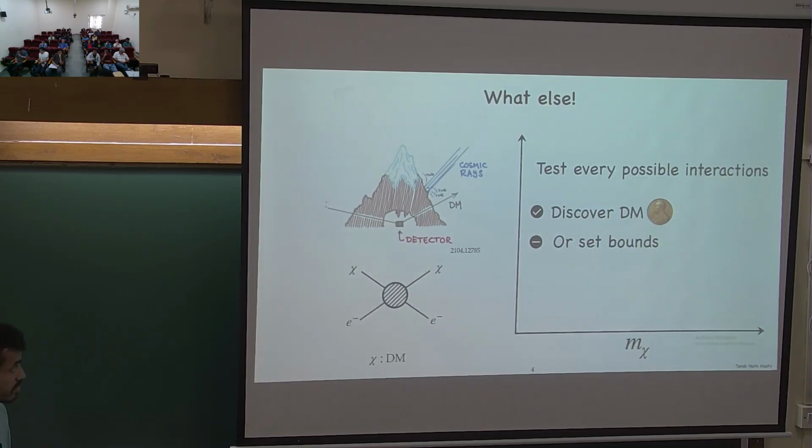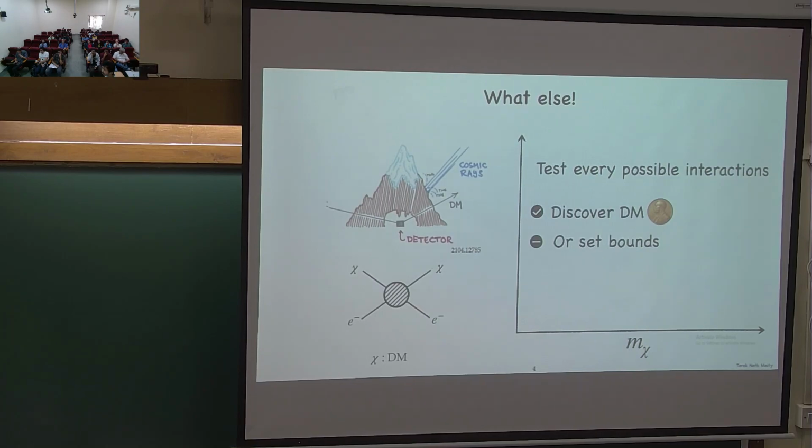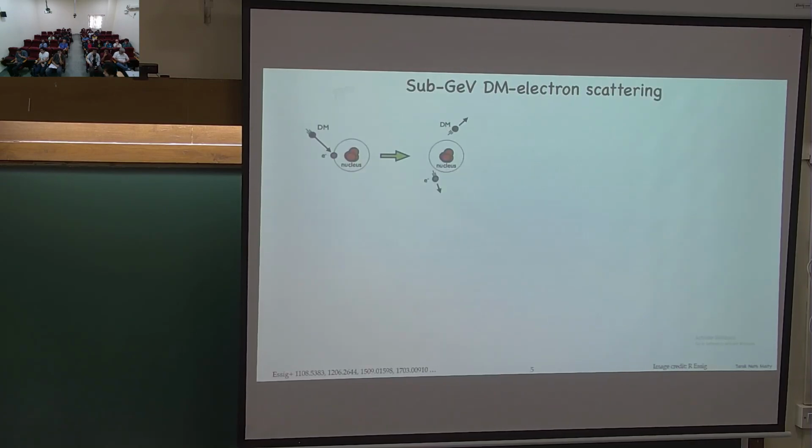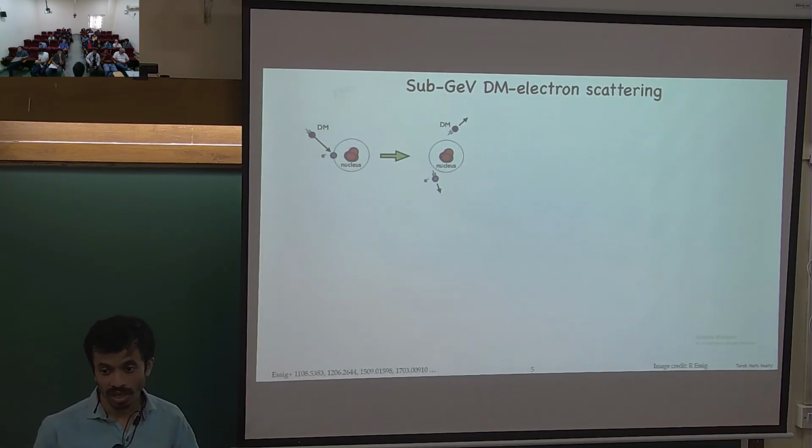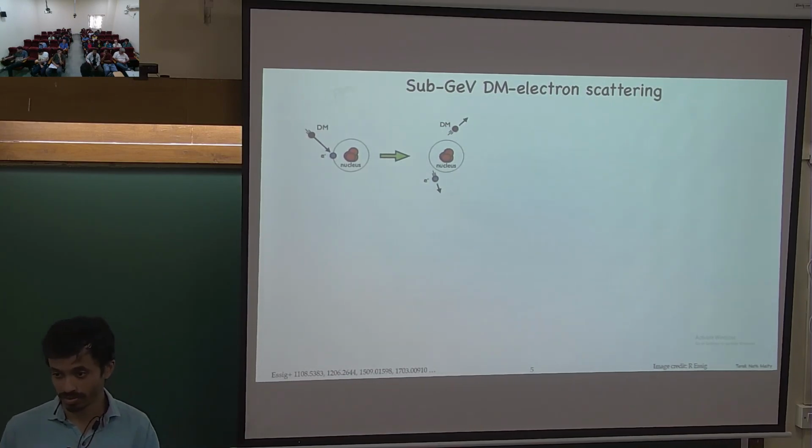So the idea here is that you have a detector made of underground material, dark matter comes, hits an electron of the target material, produces some recoil, and you try to observe that particular recoil.